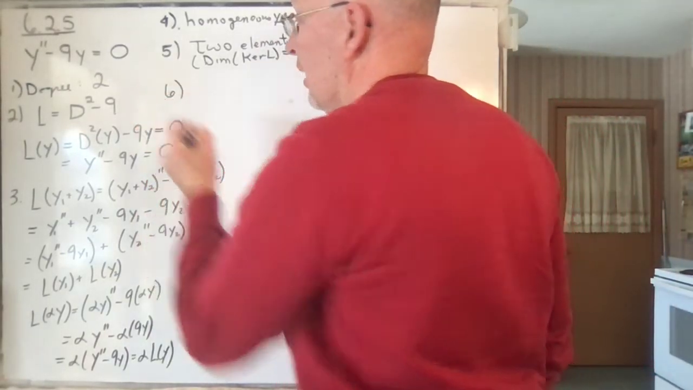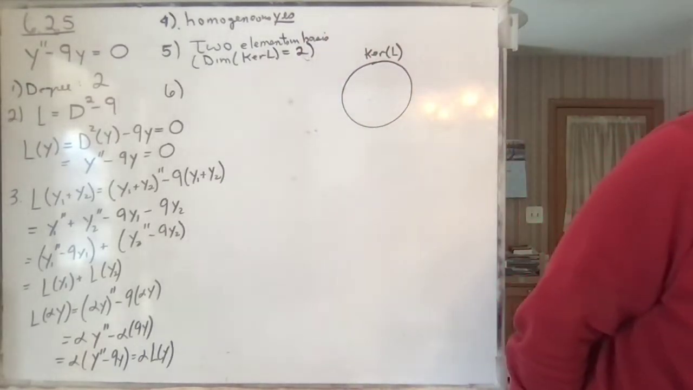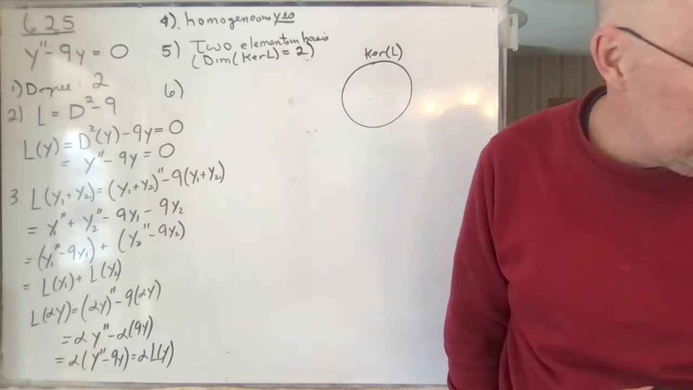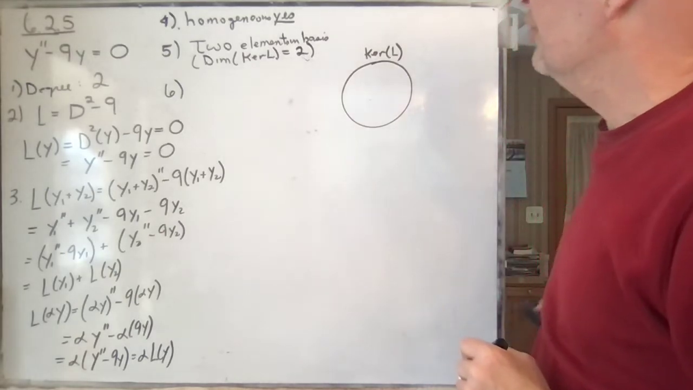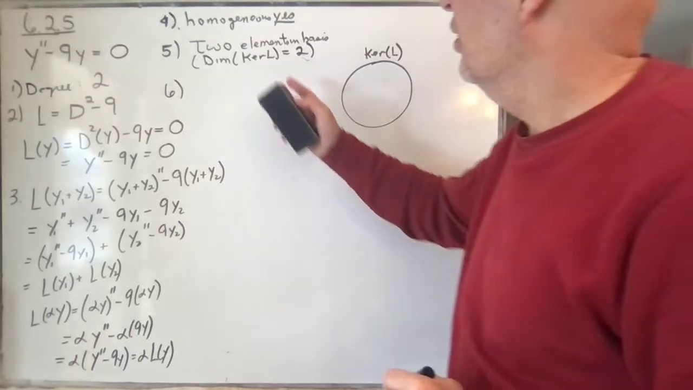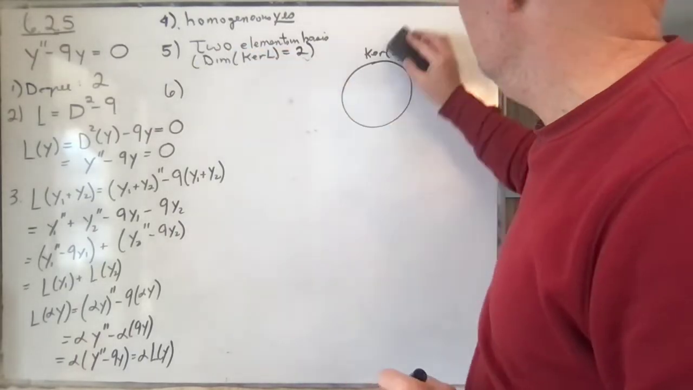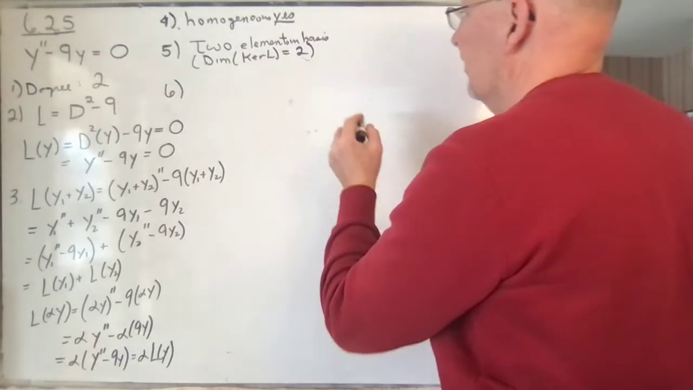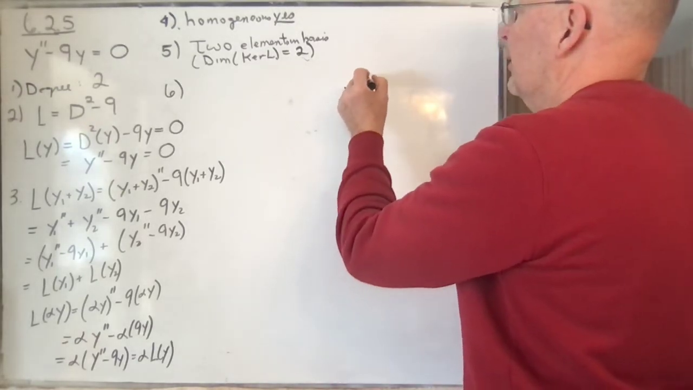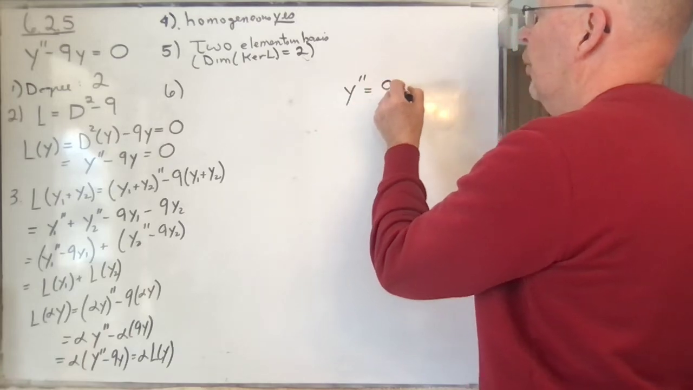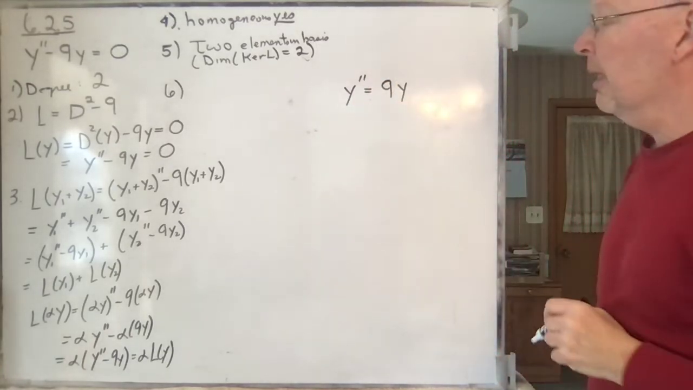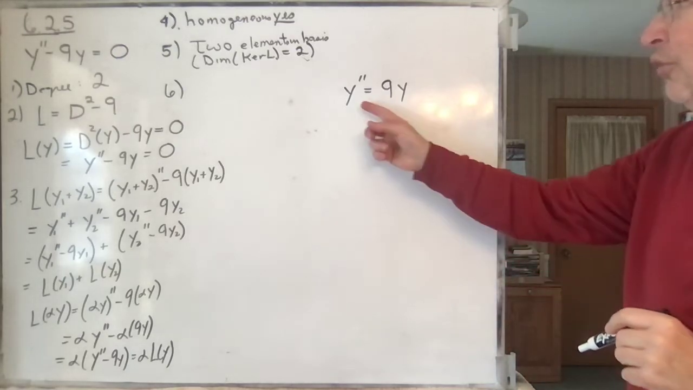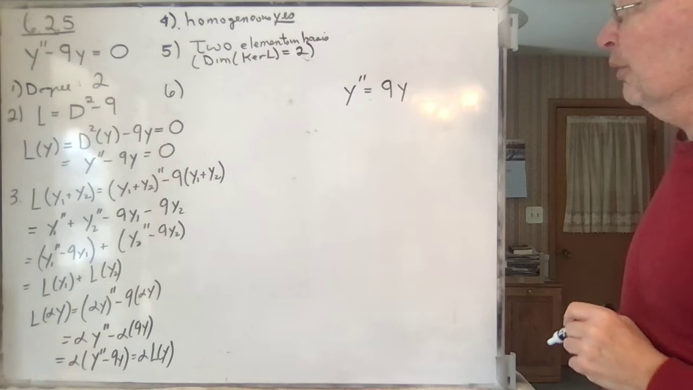Okay, how about 6? By inspection, find 2 linearly independent solutions. So let's find two elements in the basis which are linearly independent, just from inspection. I think it's easiest if we write it like this: y double prime is equal to 9y. Can you think of any function that by the time you take its second derivative, you just end up with 9 times the original function?